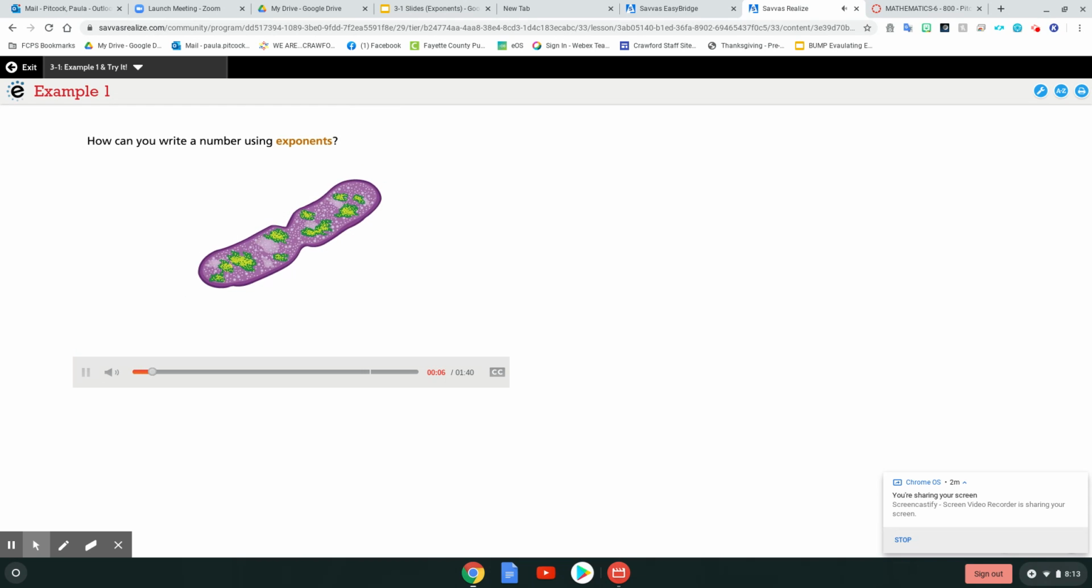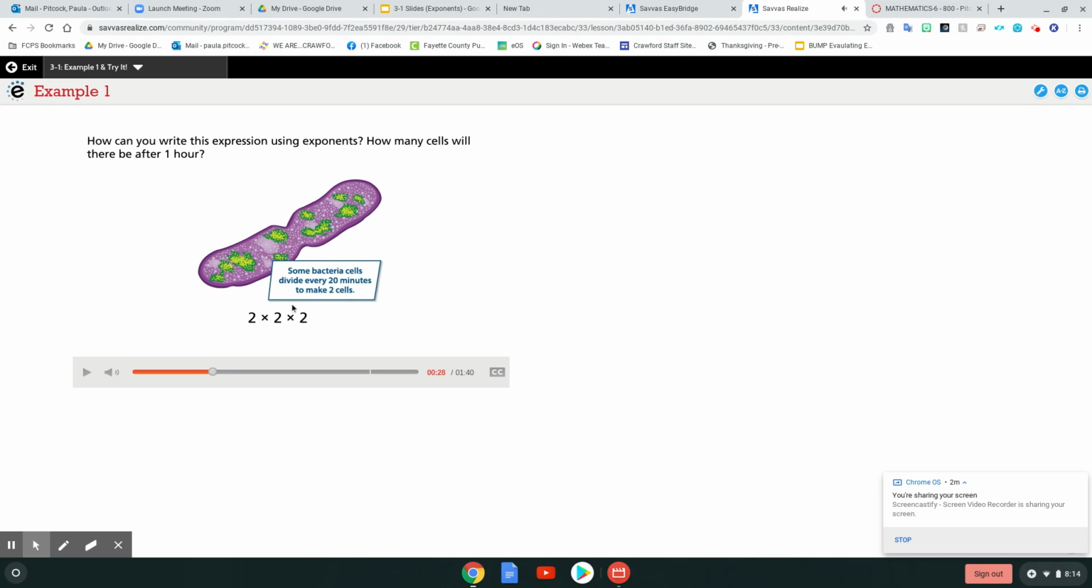How can you write a number using exponents? The expression 2 times 2 times 2 represents the number of cells after 1 hour if there is 1 cell at the start. How can you write this expression using exponents? How many cells will there be after 1 hour?